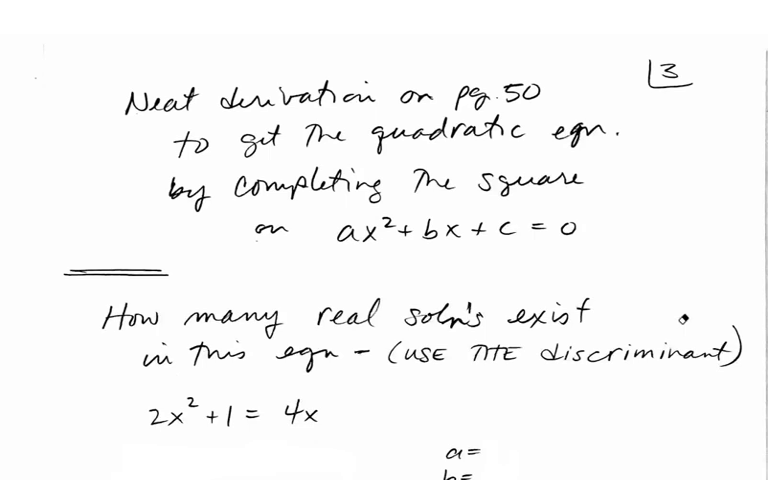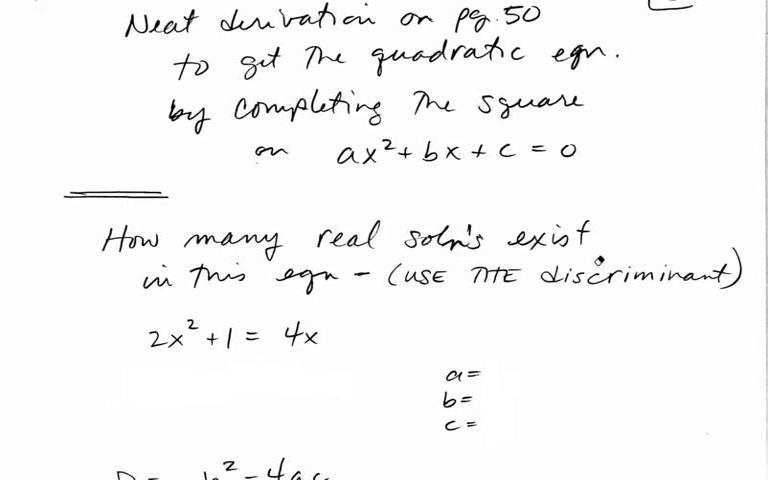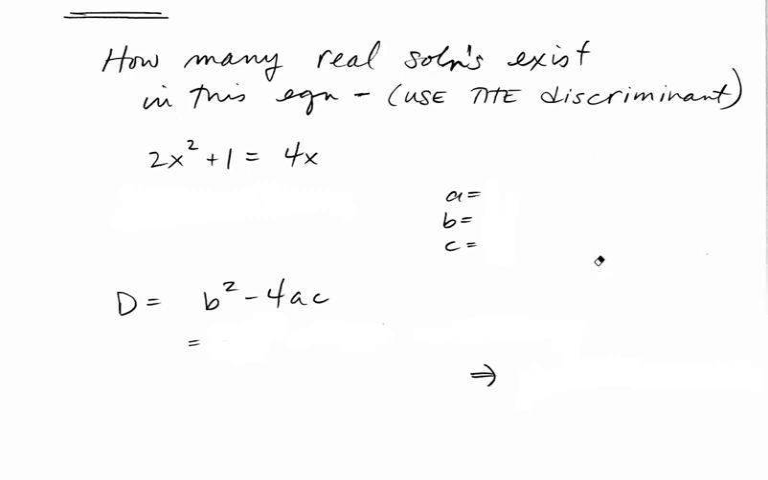So they do a nice job with a derivation on page 50. I think I put another one in the EOC examples. And it shows how if you complete the square on this, just symbolically, divide by a first, and then complete the square, you'll end up with the quadratic equation. So it really proves the quadratic equation. And so let's look at one last one here. How many real solutions exist in this equation? So it doesn't ask you what they are, it's just how many real solutions exist. So you're just going to use the discriminant to do that.